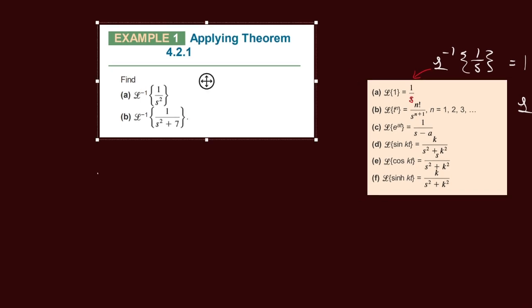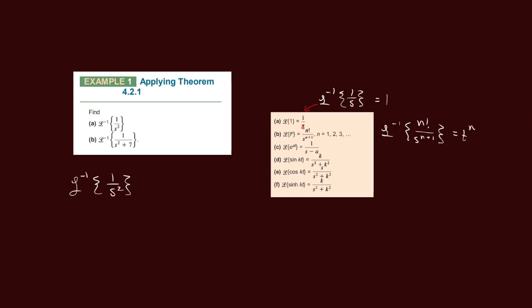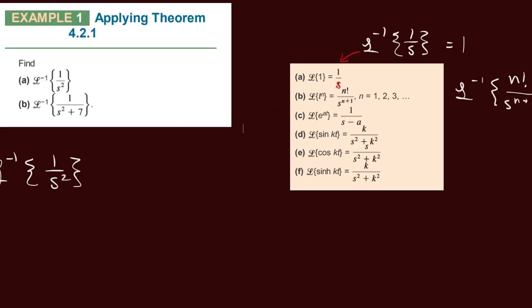So the first one we have is the following: 1 over s squared. Okay, so notice how the second one is the closest to it. So let's take this part here, let's take the inverse of it. So t to the n will be equal to n factorial all over s to the n plus 1.